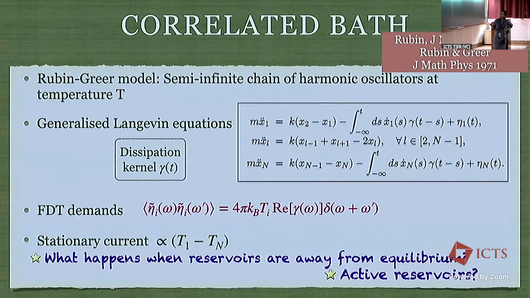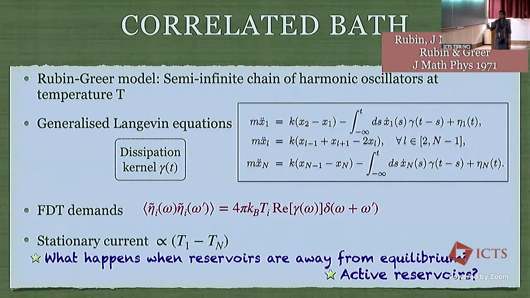So the noise kernel must be related to the friction kernel through temperature. They are proportional. The proportionality constant is just temperature. These are in frequency space. Again, you don't need to remember all the details. The only thing is that the noise kernel and friction kernel are proportional, and the proportionality constant is temperature. Once again, the current is proportional to the temperature difference of these extended baths.